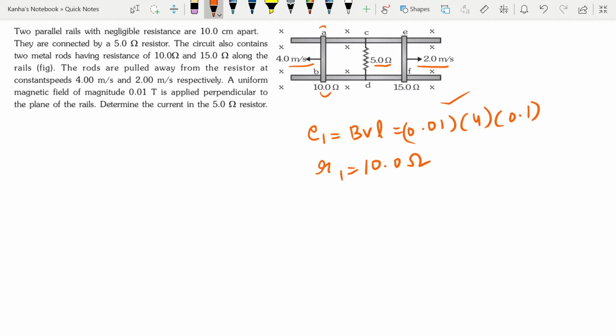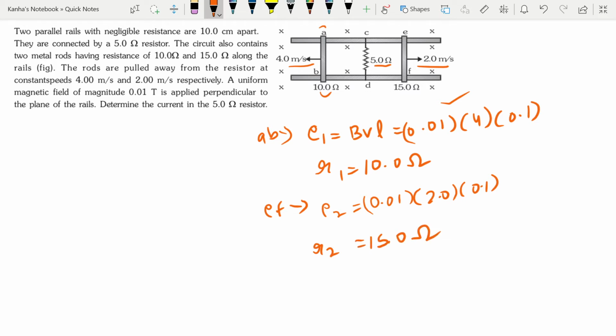So this is for the rod AB. For the rod EF, there will again be an EMF, E2, which is equal to 0.01 into 2.0 into 0.1, and the resistance R2 for this is equal to 15 ohms.